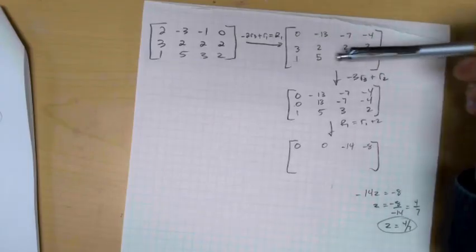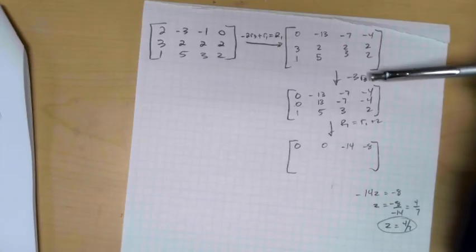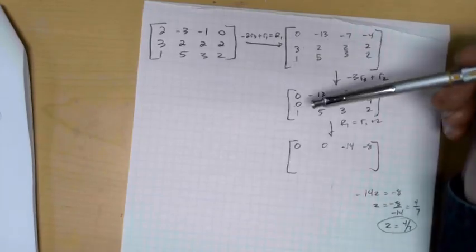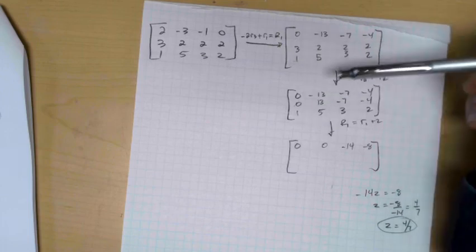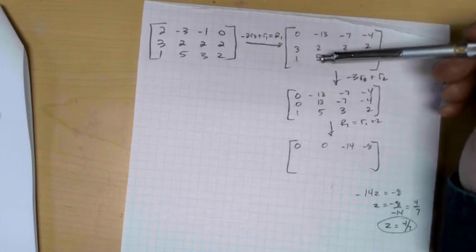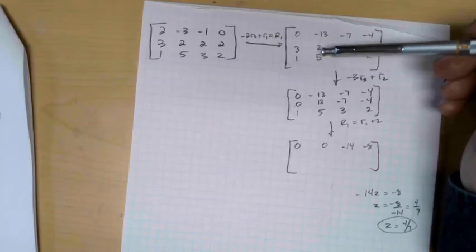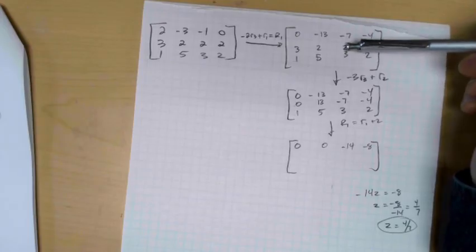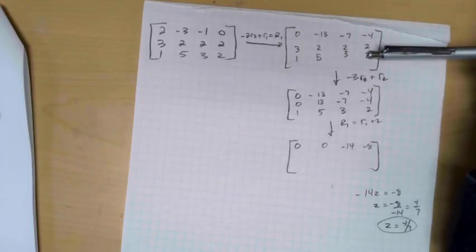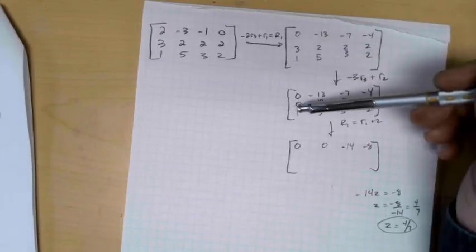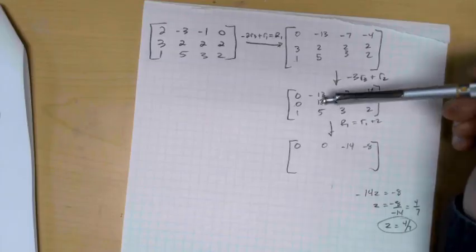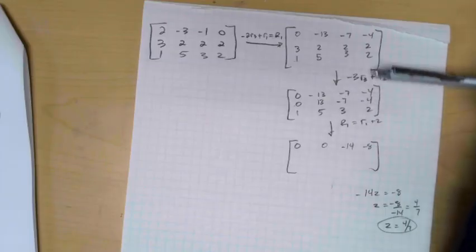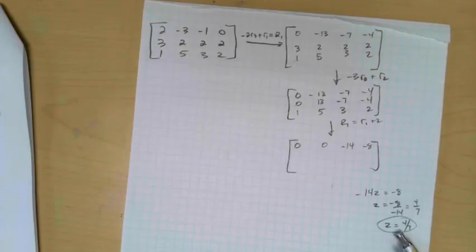3, 2, 2, 2, 1, 5, 3, 2. Everything's good. -3 times this third row and add it to there. -3 times 1 is -3 plus 3 is 0. Check. -3 times 5 is -15 plus 2 is -13. Check. -3 times 3 is -9 plus 2 is -7. Check. -3 times 2 is -6 plus 2 is -4. Check. And then I just added these together. Those were gone. This makes -14. Okay, so far everything is looking really good. I believe that's right because I double checked my answer.